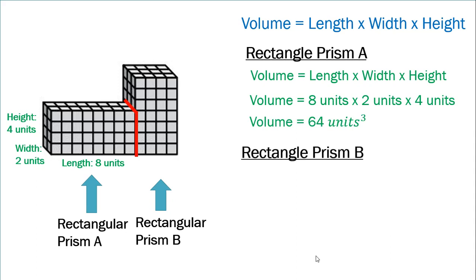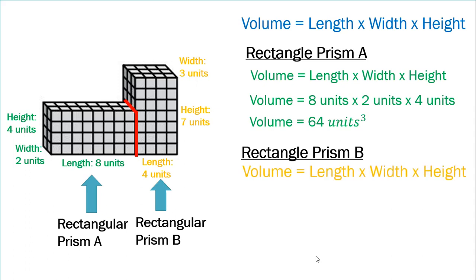Now let's try rectangular prism B. Here, the length is 4 units, the width is 3 units, and the height is 7 units. So we're going to include these dimensions into our volume formula. 4 units times 3 units times 7 units. We're going to multiply 4 units times 3 units, which is 12 units squared, and 12 units squared times 7 units is 84 cubic units. So there's 84 unit cubes that are used to make our rectangular prism B.